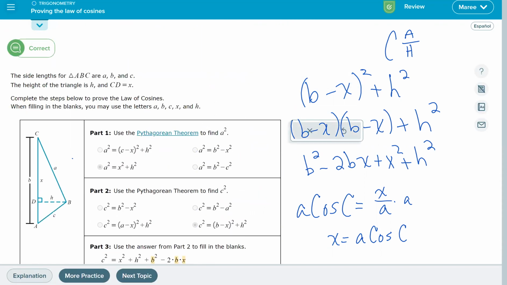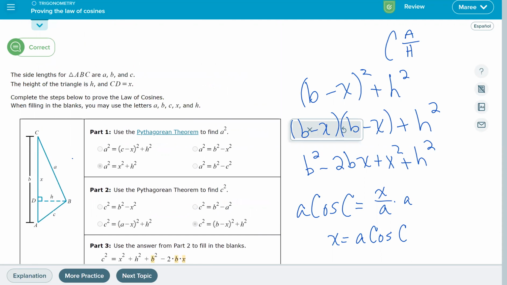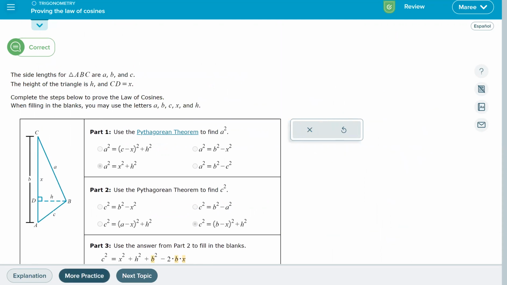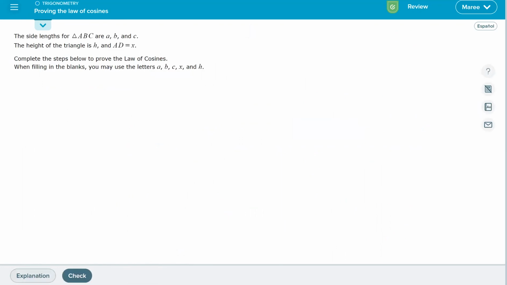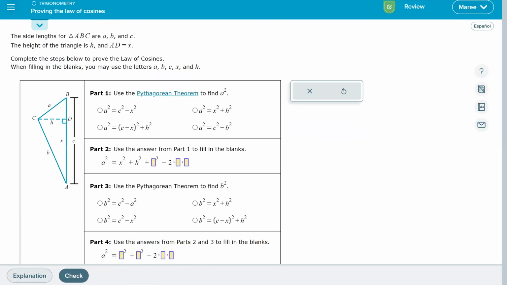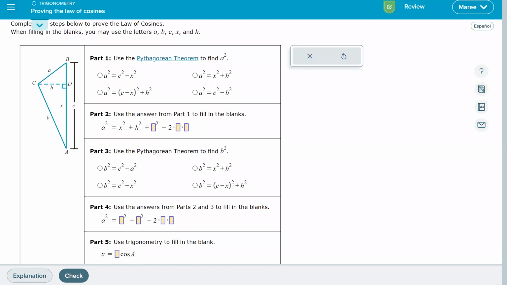Let's do another one because they're not always going to be set up this way, and they probably will mix up the questions occasionally. So let's double check that we feel comfortable with that. We're going to use the Pythagorean theorem to find a squared. Here's our a. We're going to want c minus x for this little piece right here. So we want c minus x squared plus h squared. Let's put that in there.